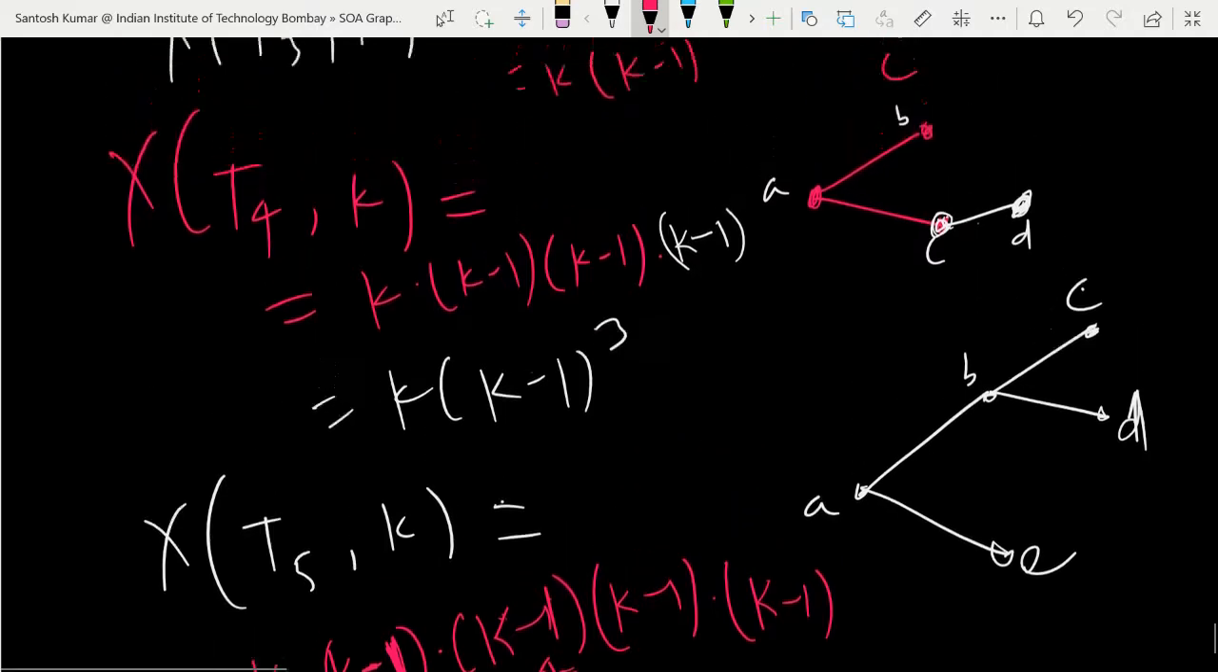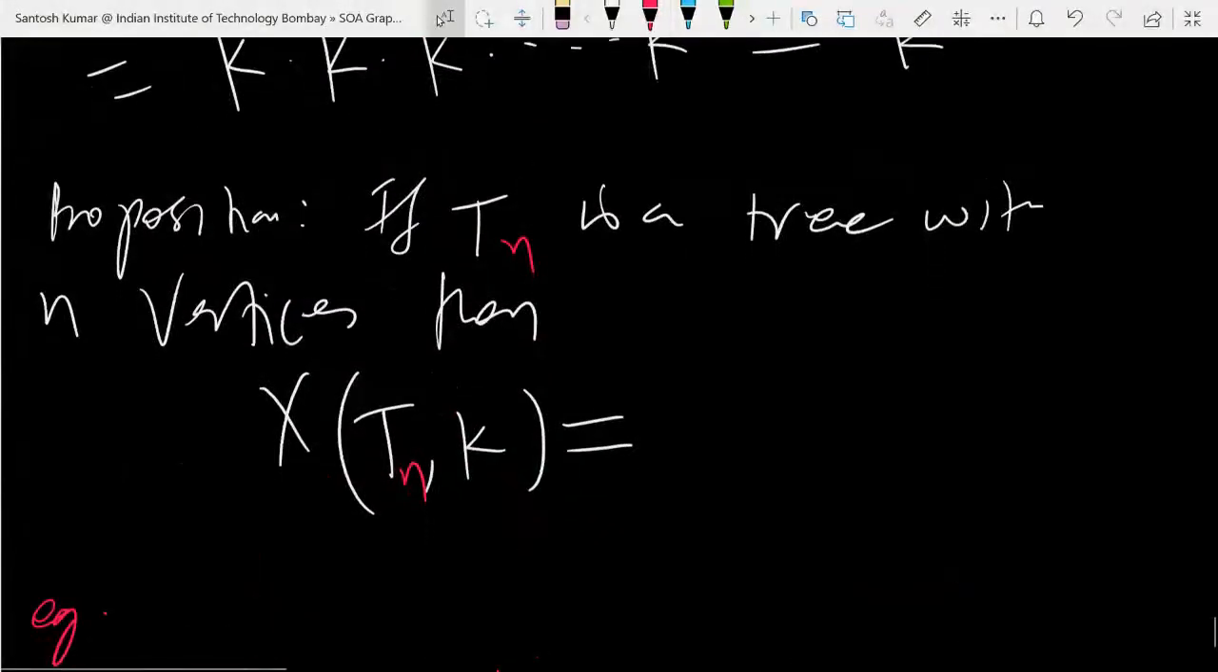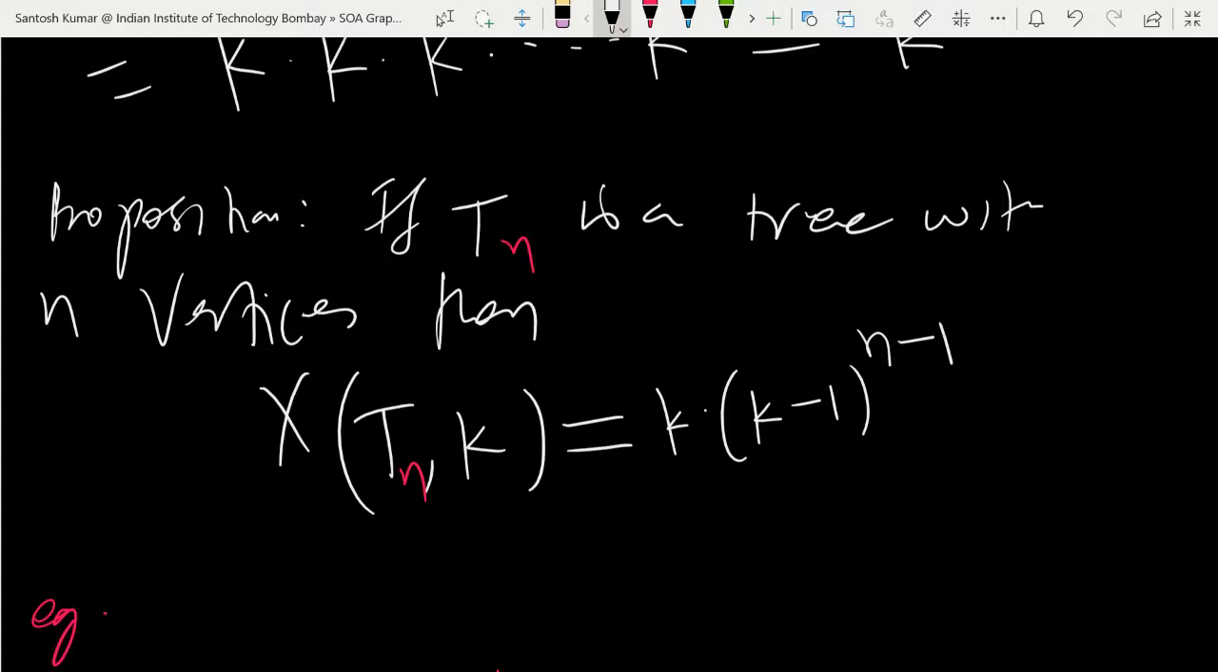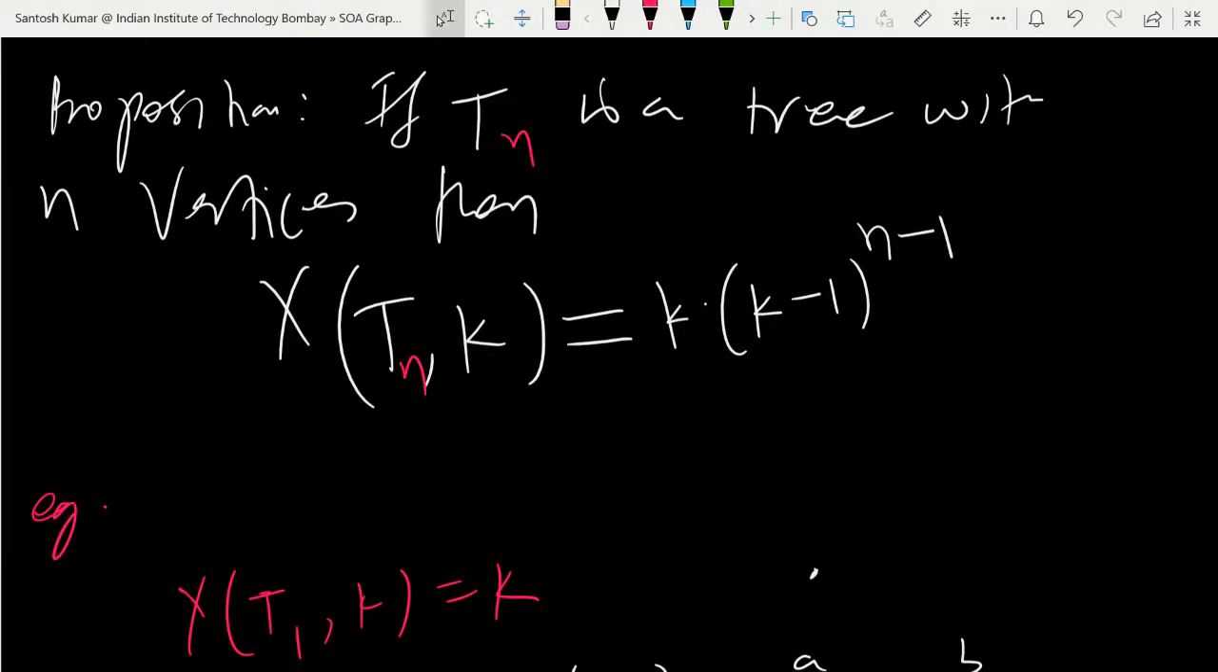So looking at these 5 examples, you can tell me the answer now. Say Tn is a tree with n vertices. Then what is the number of proper colorings of Tn using K colors? K into K minus 1 to the power n minus 1. Yes. For the root, you have K choices, and for all other n minus 1 vertices, you have K minus 1 choices. This is, I will use the word later, the chromatic polynomial for a tree with n vertices.